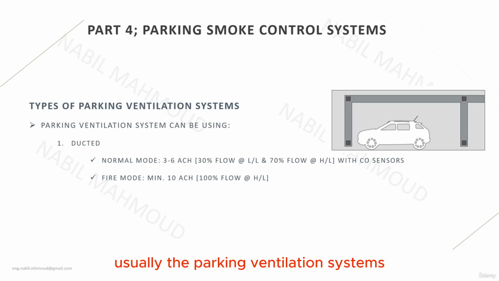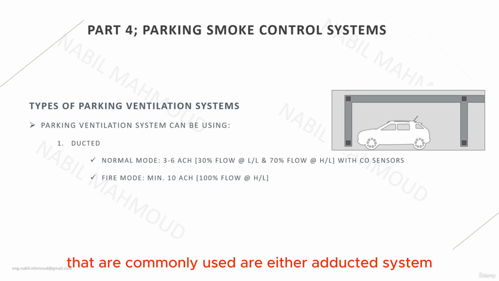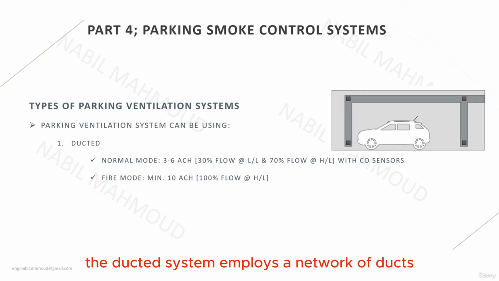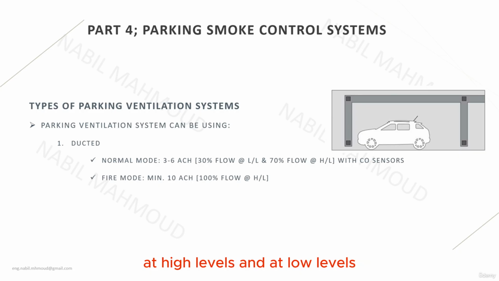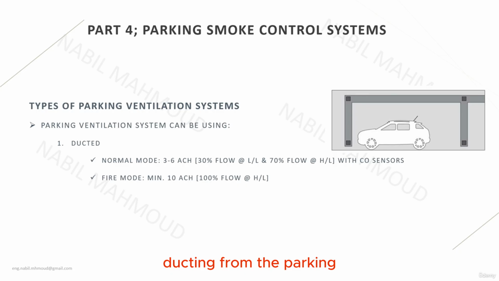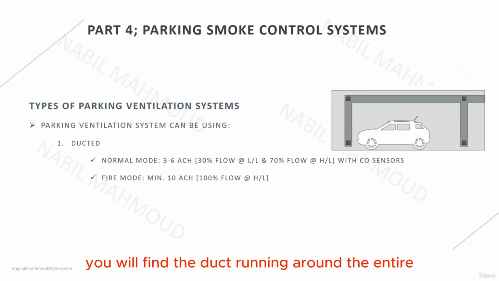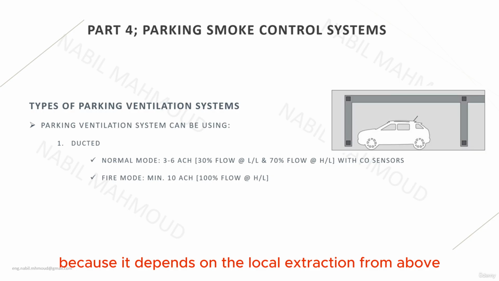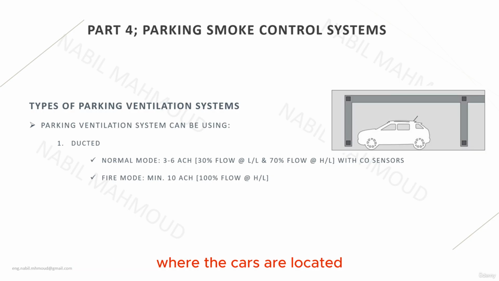Usually the parking ventilation systems that are commonly used are either a ducted system or a ductless system. The ducted system employs a network of ducts that is distributed over the parking at high levels and at low levels to provide a uniform suction of pollutants and a proper distribution of the exhaust ducting from the parking. And usually in this ducted scenario, you will find a duct running around the entire parking slots, because it depends on the local extraction from above where the cars are located.